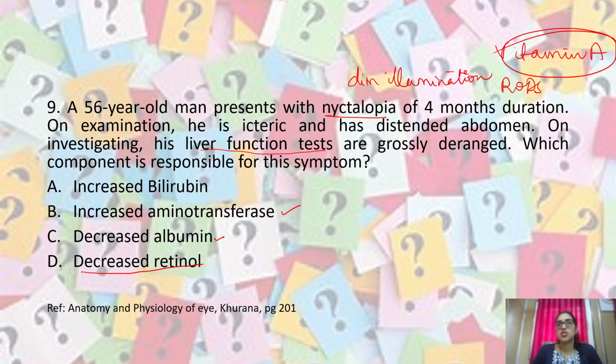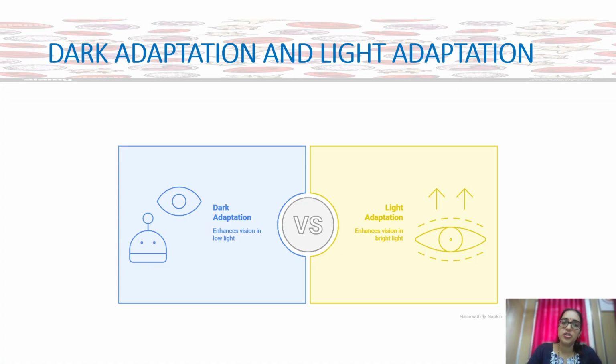So vitamin A deficiency does not always follow malnutrition. It can also follow liver disorders. Moving on to light adaptation and dark adaptation.